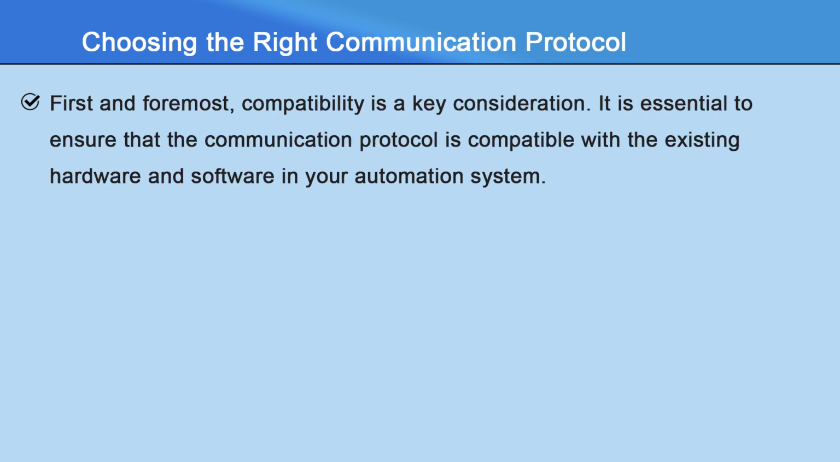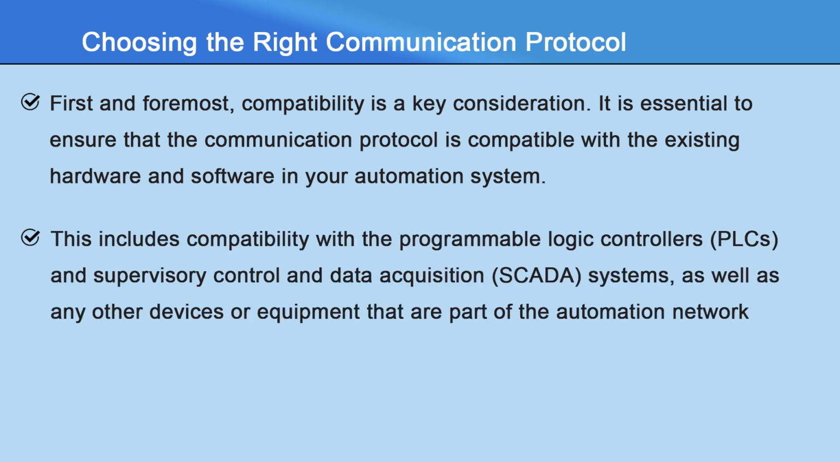The first and foremost factor to be considered is compatibility. It is essential to ensure that the communication protocol we have chosen is compatible with the existing hardware and software in the automation system. This includes compatibility with the PLC and the SCADA system, as well as any other system, device or equipment that is part of the automation system. So, compatibility is the first and most important key to consider while choosing the right communication protocol.